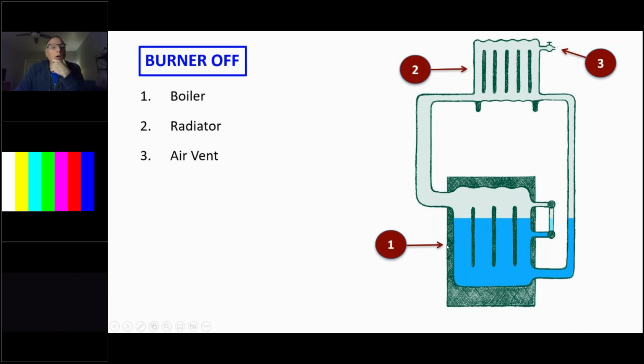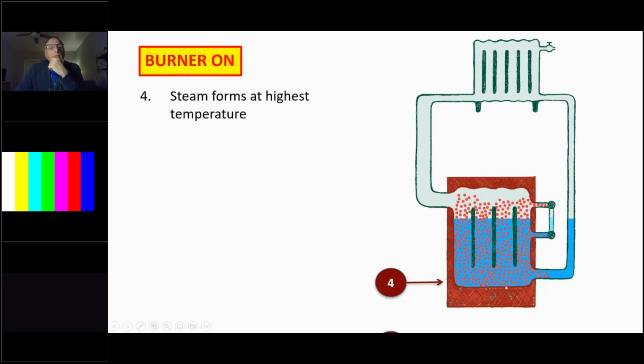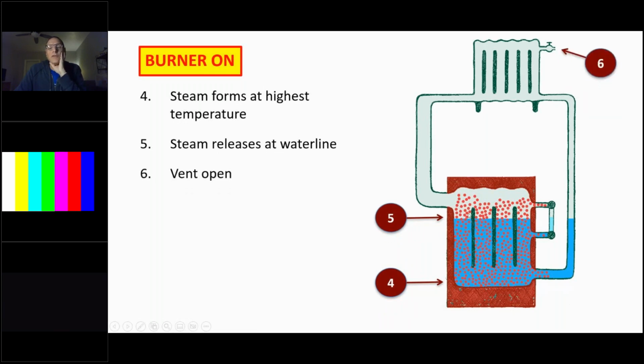So here we have a typical boiler with water filled up. It's turned off currently. We have the radiator, and then we have the air vent. With the burner on, steam forms at the highest temperature. It's released at the water line, assuming we have a clean boiler and there's no oil on the level there. And then steam releases at the water line and the vent starts to open.